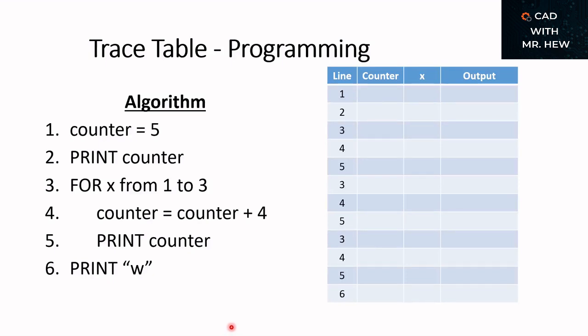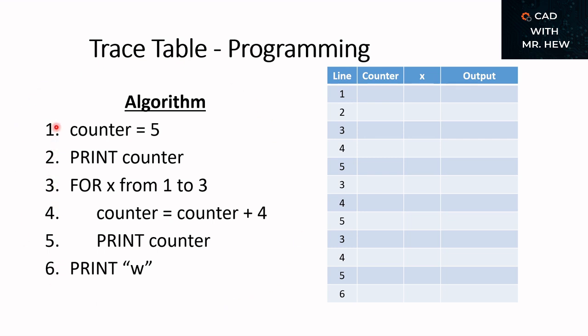In today's video, we're looking at the trace table that is used in computer programming. Now, on the left of the slide here, we have an algorithm, right? And on the right of the slide, we have a table, right? The table's column headings are line, counter, X, and output, right? And here we have the different lines coming down, which I'll explain in a little while. So let's look back at the algorithm on the left of the slide.